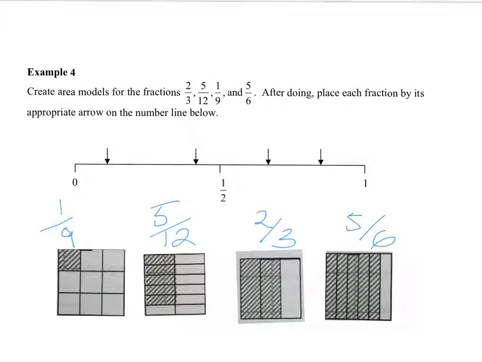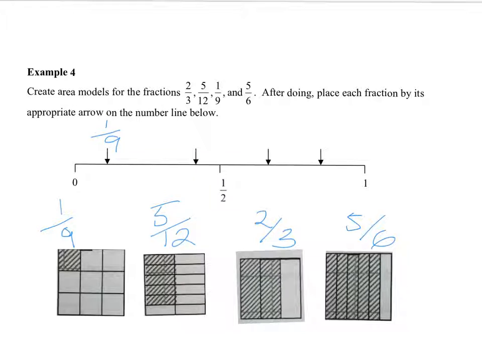Now, where to place them on the number line? Well, if you look, this number line represents, so 0 means there's nothing shaded in, and 1, a whole loaf, means that the whole thing is shaded in. A half would be approximately half of the square shaded in. So if we look down here, we can say, okay, this one has the least shaded in, this 1/9. So that's going to be the one closest to 0. So that's that arrow. So we go up here and we just put 1/9 up there.